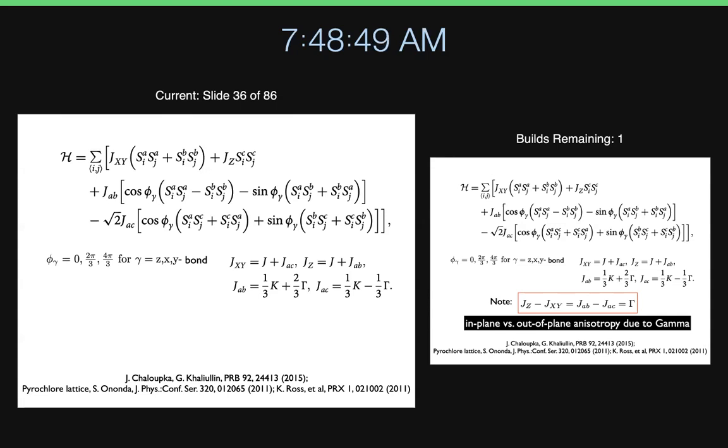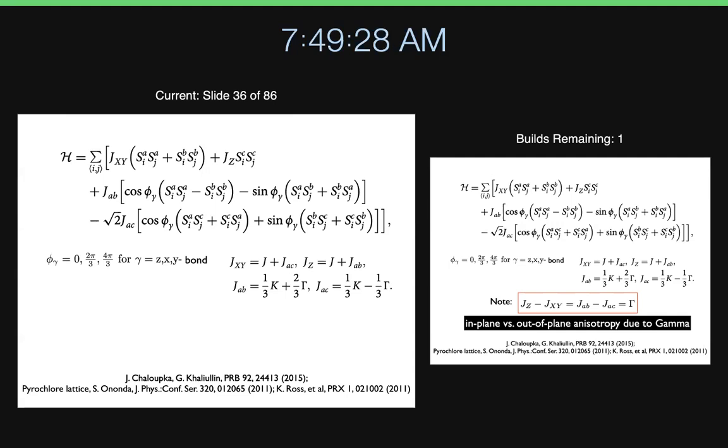Now this JXY is going to be the XY model, and JZ is an Ising interaction along the Z, so if I just have this, it's an XXZ model. Okay. And the bond dependence is now embedded in the phi here. So phi gamma is going to be 0, plus 2 pi by 3 and 4 pi by 3, or minus 2 pi by 3. So JAB and JAC depend on the bond. JXY is going to be J plus AAC, and JZ is J plus AAB. Nicely, the JAB and JAC here are related by K plus gamma or K minus gamma.